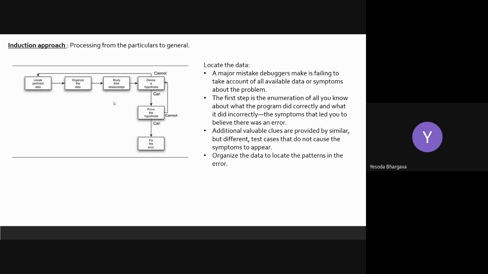And once he or she knows that, then they can deploy specific statistical methods to extract that kind of information. So analogously, this is also how it works in the debugging by induction approach. Basically, you're processing from particulars to the general. This is motivated by the fact that most of the time, human debuggers generally don't take into account all the available data or symptoms about the problem.